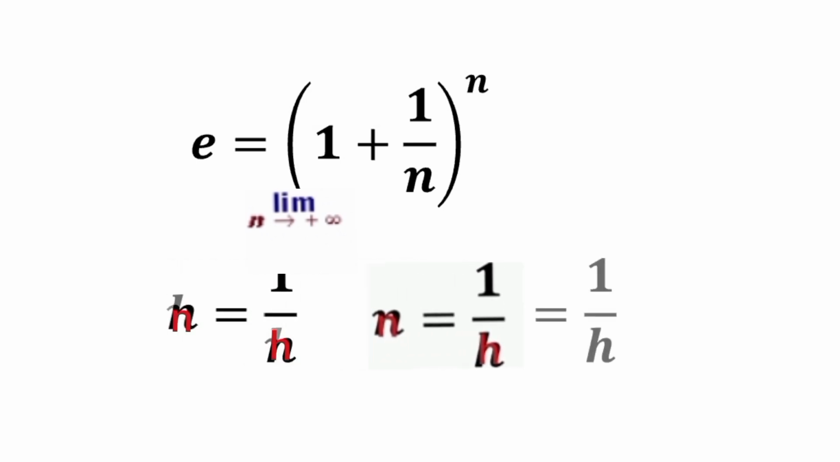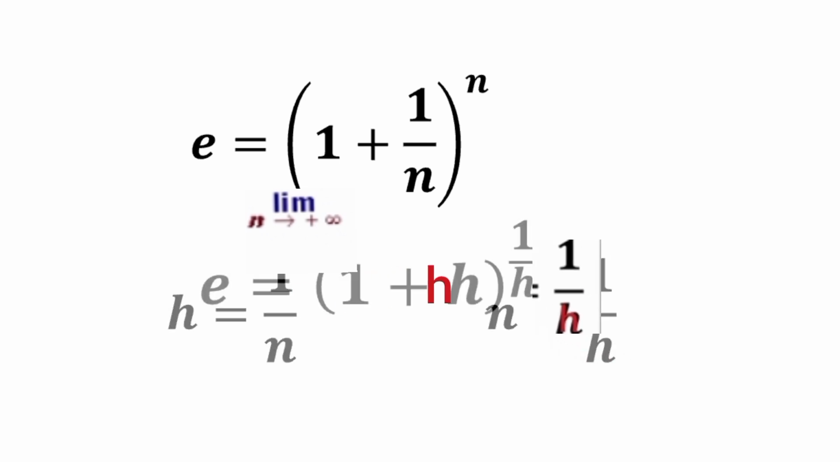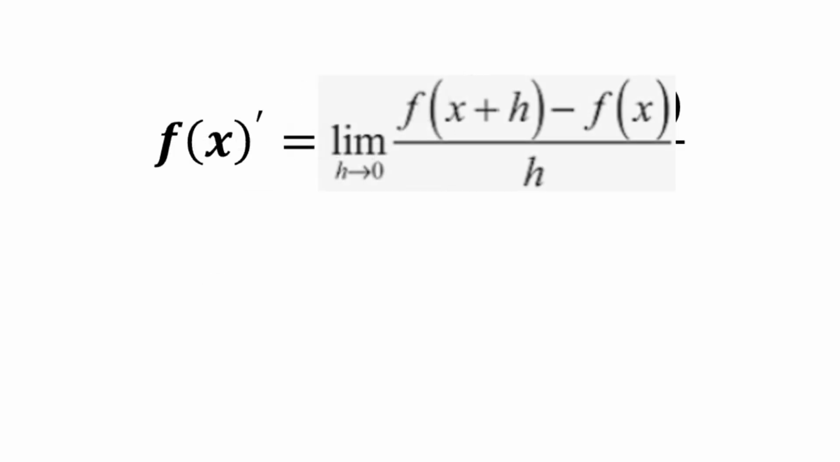1 over h. Substitute these to the formula for e. We have e equals quantity 1 plus h raised to the power 1 over h. Here, as h becomes smaller, the power 1 over h becomes bigger, approaching infinity. The formula for the derivative of any function is equal to the limit of h as h approaches 0 of f of x plus h minus f of x over h.